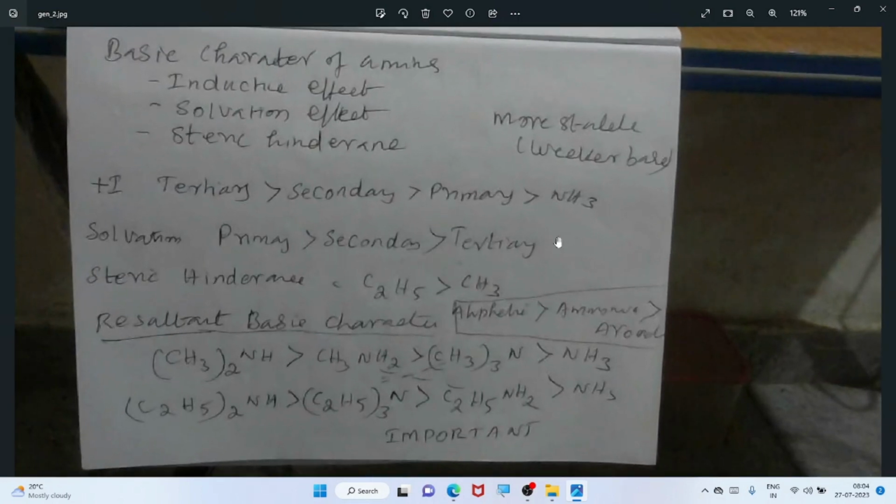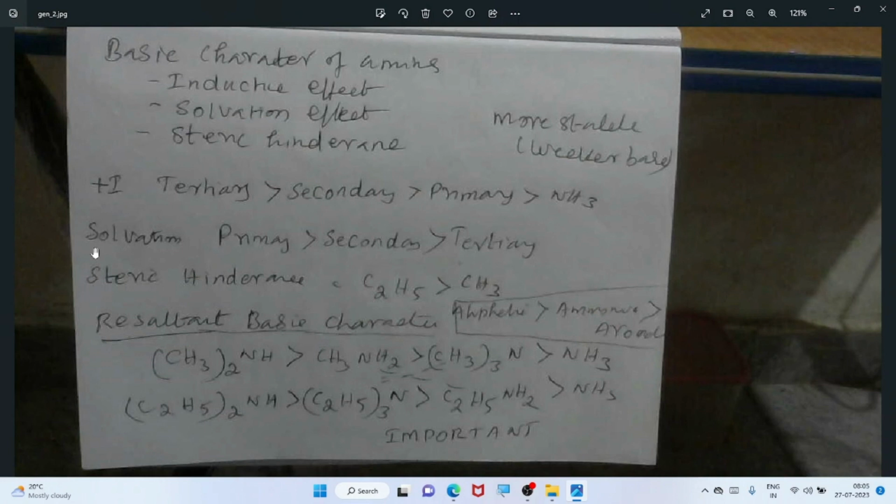Now the basic character of the amines. That is decided by three effects: inductive effect, solvation and steric hindrance. A more stable compound is a weaker base. If you take the inductive effect, that is the plus I effect, tertiary amines are stronger bases than secondary, which are stronger than primary.